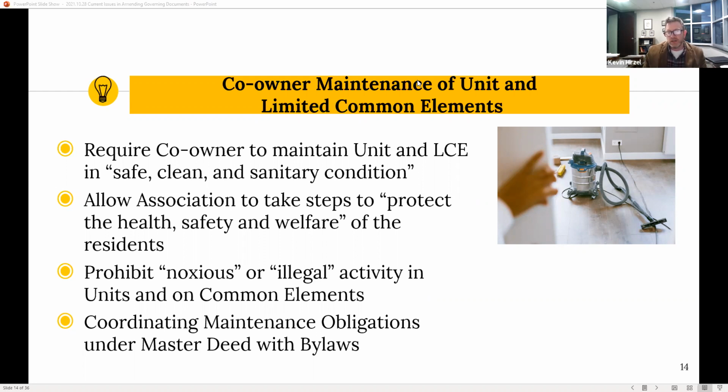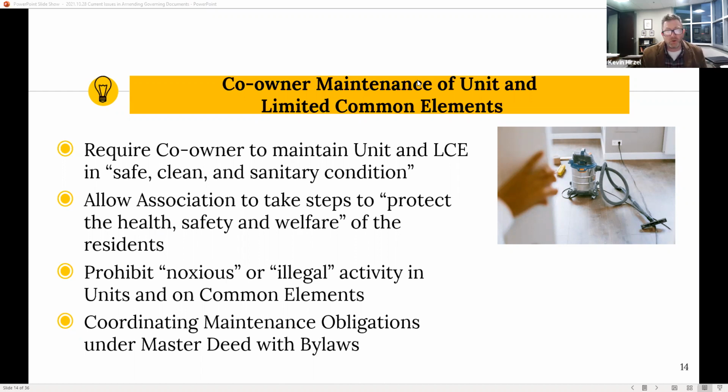And ideally, you would also have in your bylaws illegal activity and noxious activity being prohibited. Those provisions are generally in the bylaws, and they arm the association and the board of directors to make sure that things are kept up, that if lawns are to be maintained, they're maintained a certain way, and garbage is not maintained in a way that would be improper.